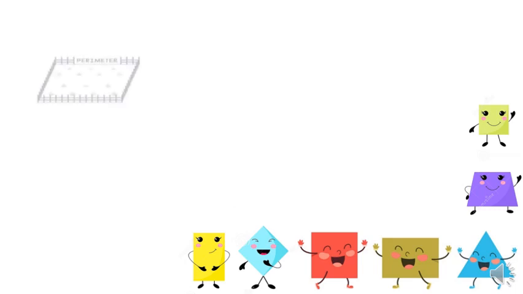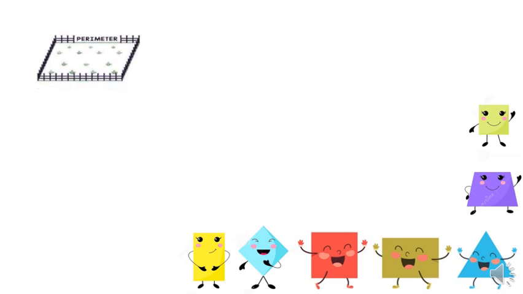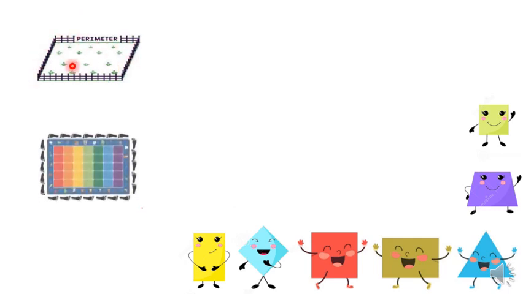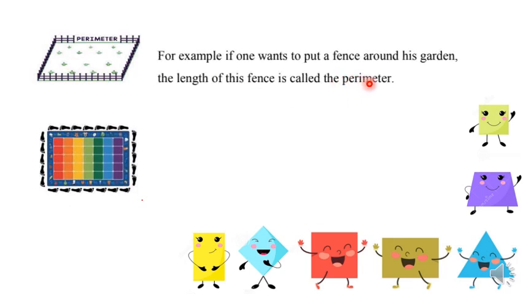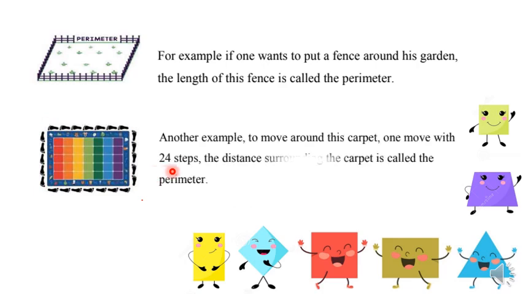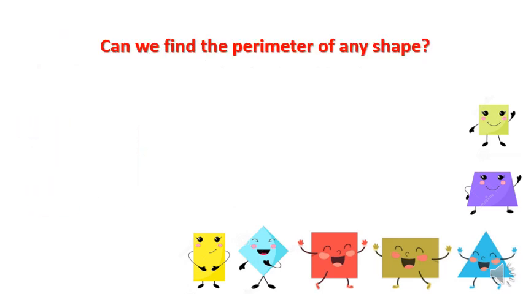So what is the perimeter? Look, if I want to bring a fence for my garden, it means I have to know the total length of my garden. The total length is called the perimeter. If you are going to walk around a carpet, it takes 24 steps. 24 steps is called the perimeter, the covered distance around the shape.